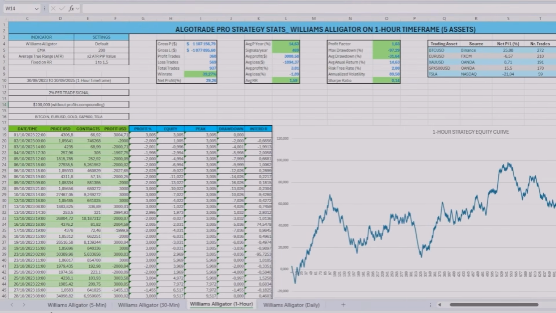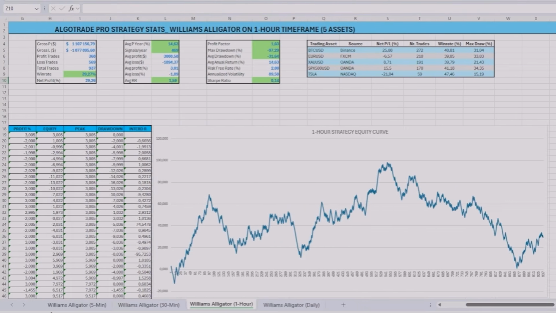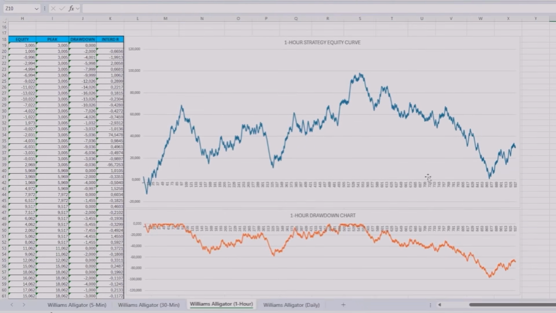Then, on the 1-hour time frame, things finally turned positive, but just barely. The win rate came in at 39%, with a total profit of just 29%. However, the equity curve was still very unstable, with long periods of gains followed by deep drawdowns.